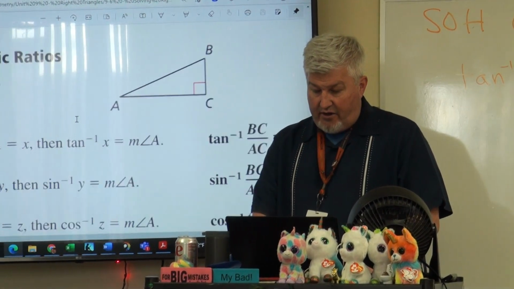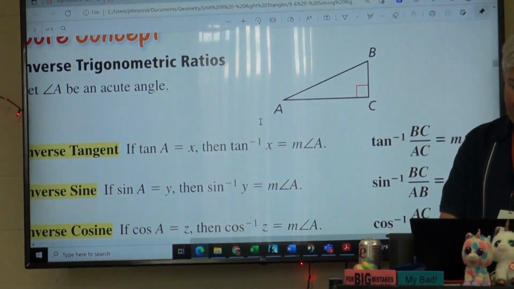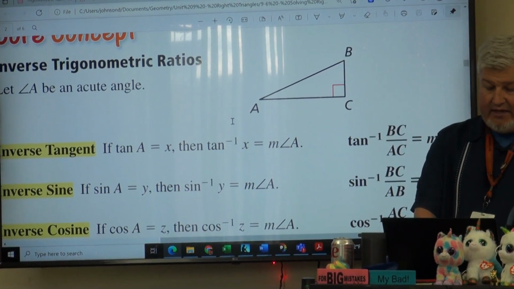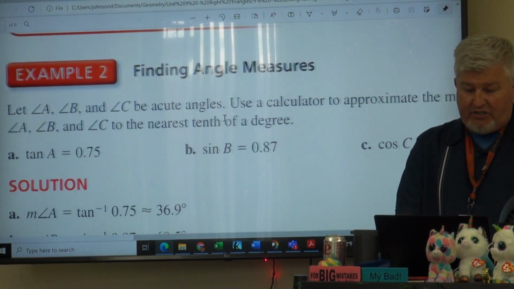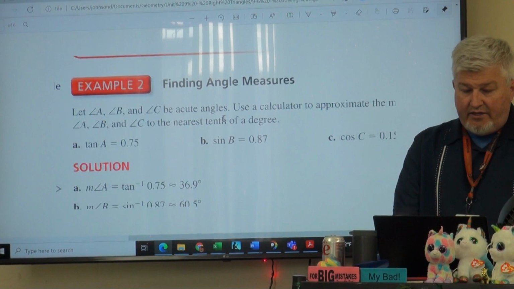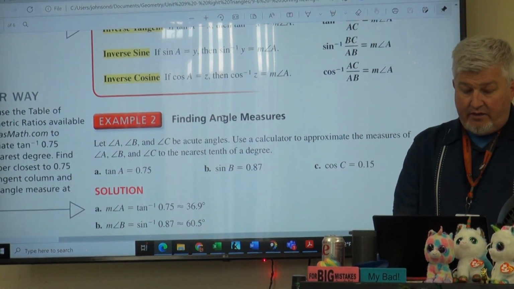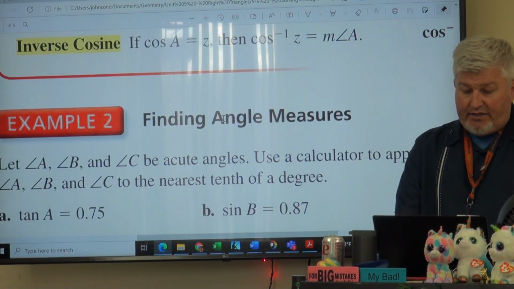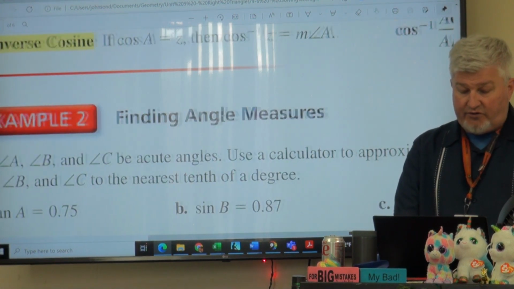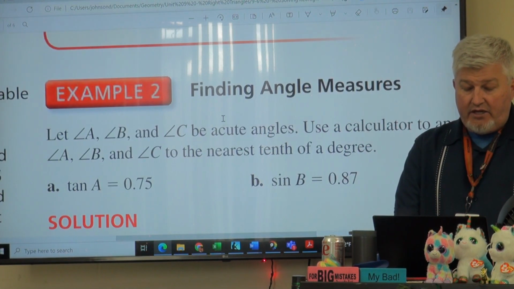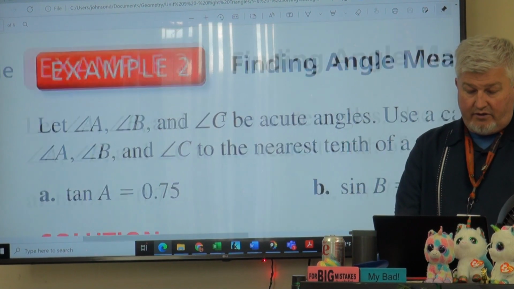So as you can see here, inverse tangent: if tangent A equals x, then tangent inverse of x is the measure of angle A. I'm not going to repeat that, that's very obvious. It's better if we just get started working in this. So example 2 says, let angle A, B, and C be acute angles. Use a calculator to approximate the measures of those three angles to the nearest tenth of a degree. So here's what you do. Look at angle, here, letter A.